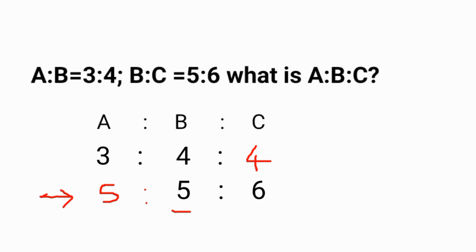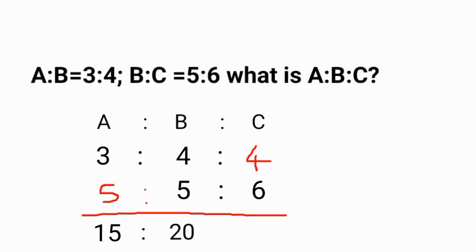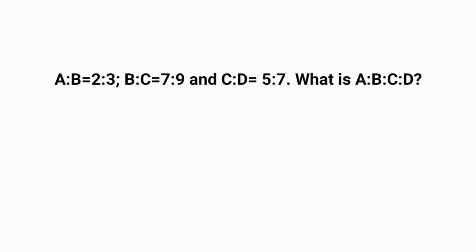Now, to get the answer, just multiply the values in each column. That is, below A, just multiply 3 into 5, that is 15. And the value corresponding to B is 4 into 5, 20. And below C, 4 into 6, that is 24. So, we got the ratio A is to B is to C as 15 is to 20 is to 24. Moving on to the second question.